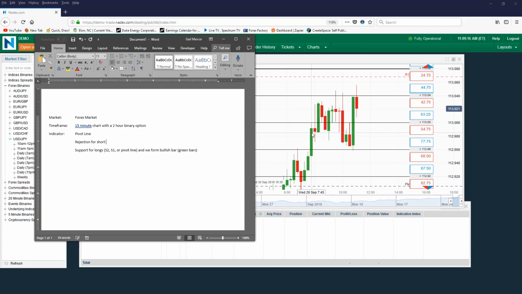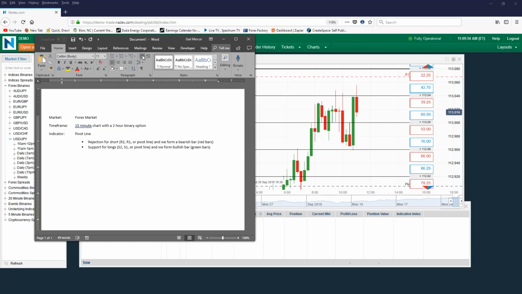What's a rejection for a short? Okay, that means it would be at R1, R2, or the pivot line, and we form a bearish bar. That's a red bar if you don't know which one is which. Okay, does everybody understand this so far? Okay, now that's our indicator. All right, now what do we do if we see these conditions?